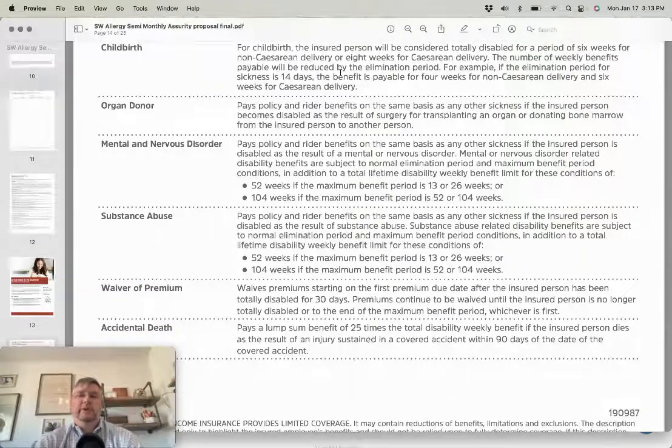Childbirth: the insured person will be considered totally disabled for a period of 6 weeks for a non-cesarean. I love how they just can't say the V word, but a traditional delivery, or 8 weeks for a cesarean delivery. Okay. The number of weekly benefits payable will be reduced by the elimination period. So again, in this example, if the elimination period is 14 days, that reduces those benefits by 2 weeks. So your non-cesarean delivery would be a 4-week benefit and your C-section delivery would be a 6-week benefit.